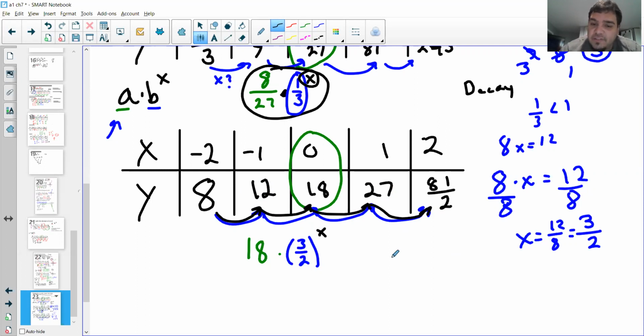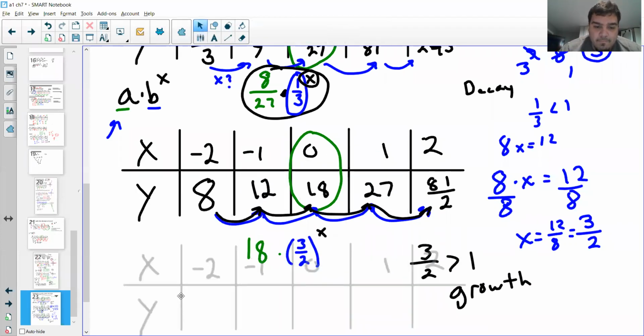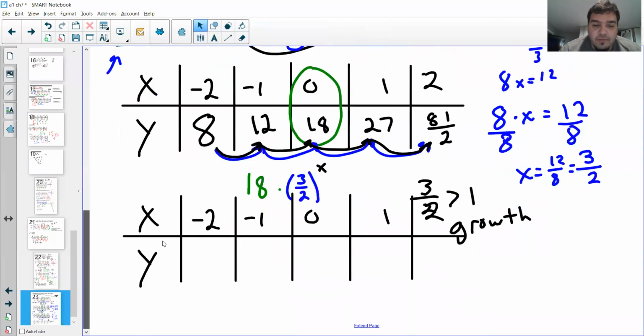Now the question is, is this a growth or a decay? Three over two, growth. Good. Or what Cheryl said, the 1.5, that's bigger than 1. Because it's bigger than 1, it is a growth. Okay? We're going to do one more because I want to do one more.